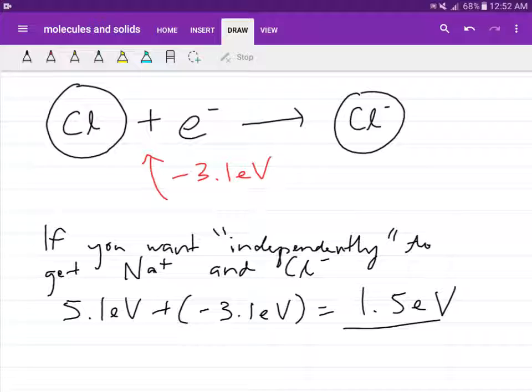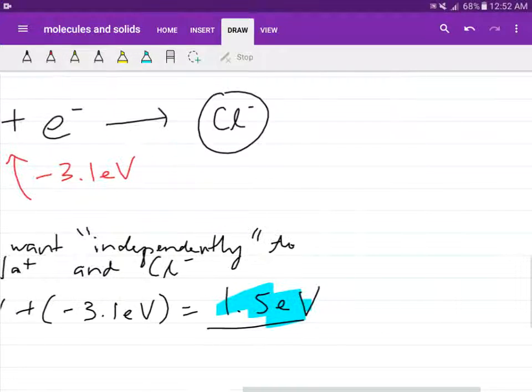So these two atoms are isolated. They are not to bond to form an ionic bond yet. So take note of this number, 1.5 electron volts.